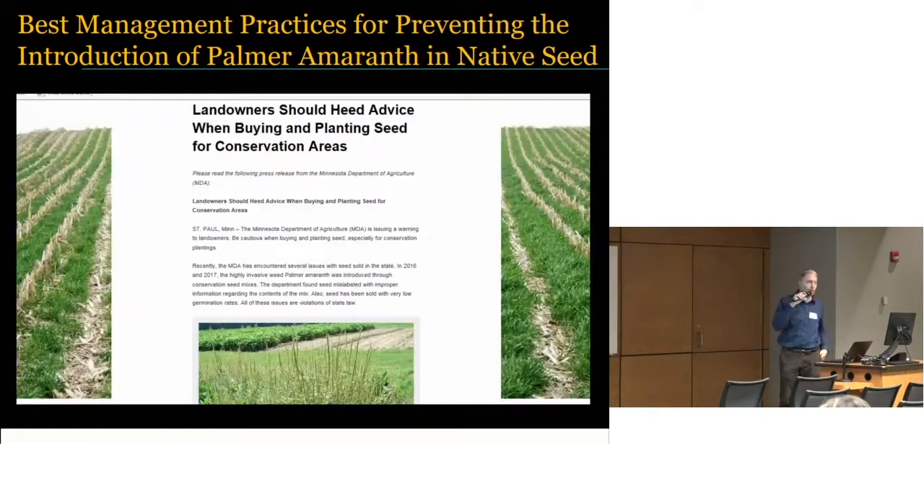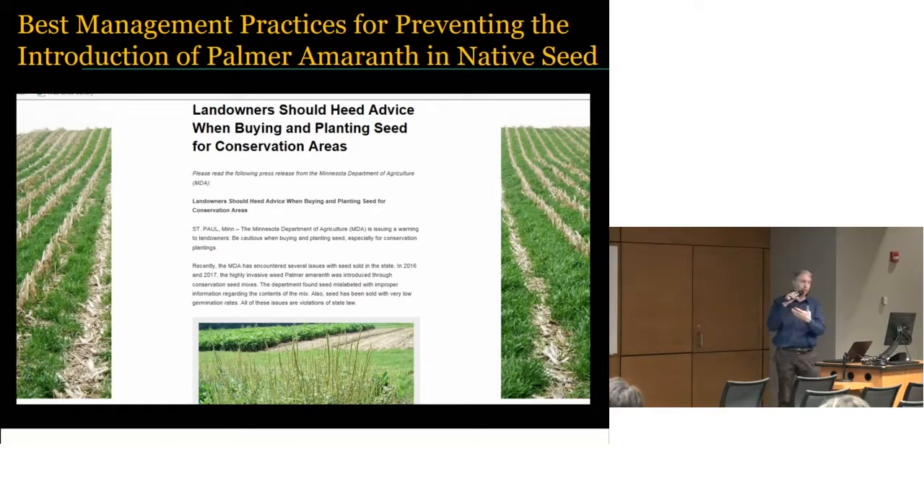Minnesota Department of Agriculture did a press release where they were raising awareness to landowners. This is a page that was copied by a county and then put up on a Soil and Water Conservation District website. And so we're seeing the press release show up in multiple places after it was released, raising awareness about what landowners should be thinking about as they're purchasing native seed. And so I think that's starting to happen, that there's more awareness out there.